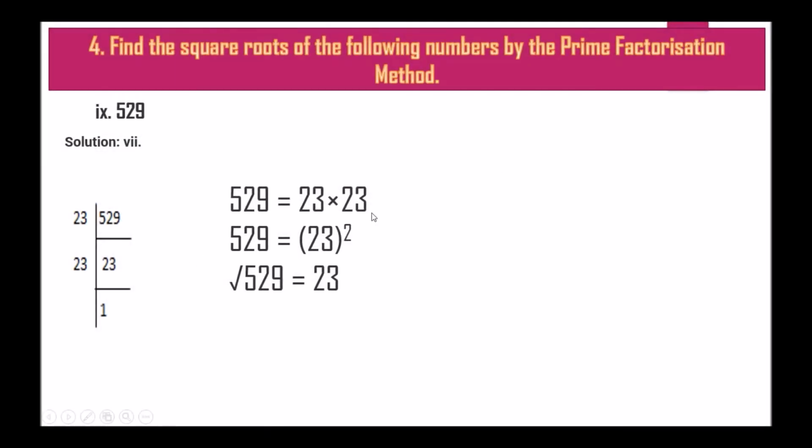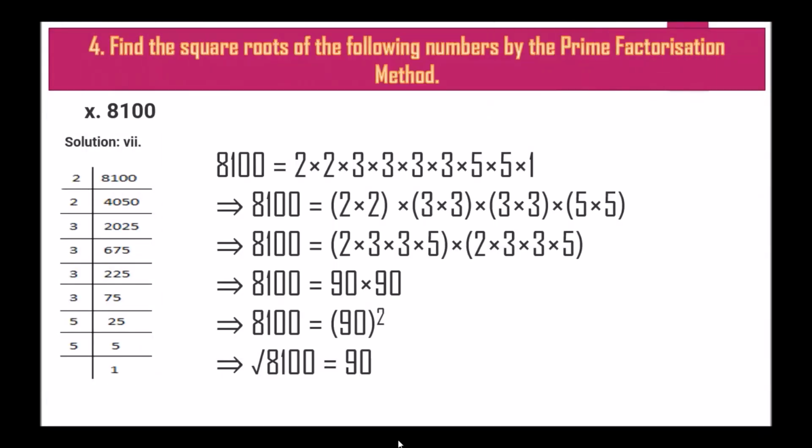529 can be written as 23 into 23, that is 23. 8100 can be written as 2 into 2 into 3 into 3 into 3 into 3 into 5 into 5. That is 90 whole square, that is 90.